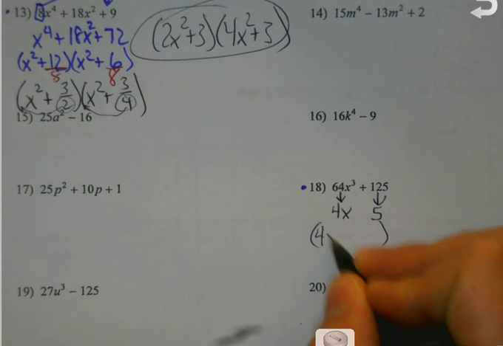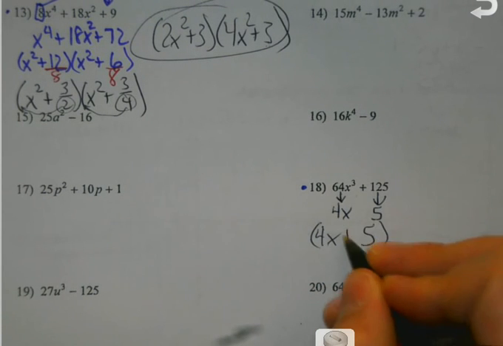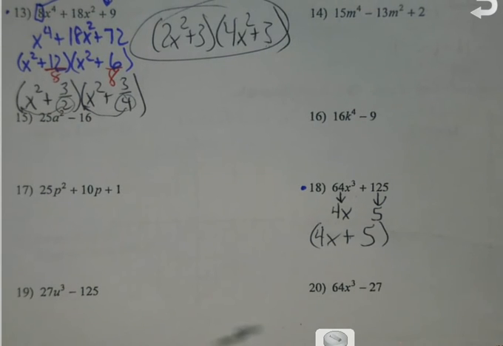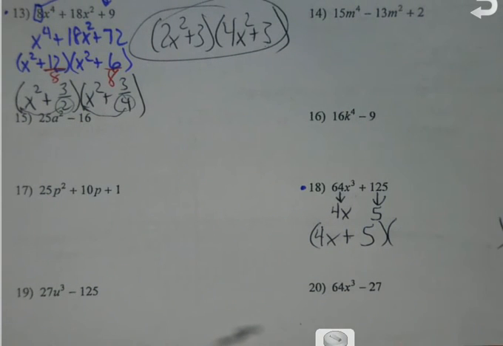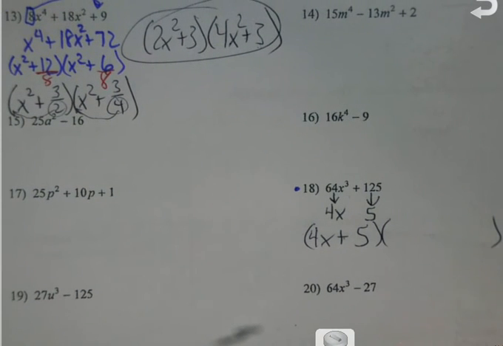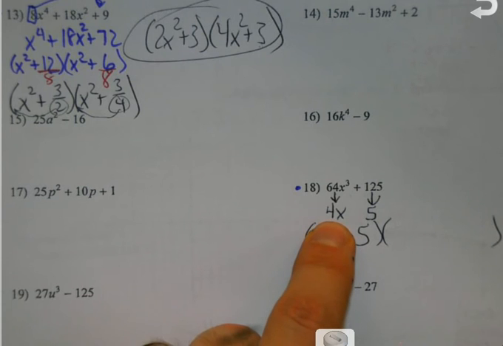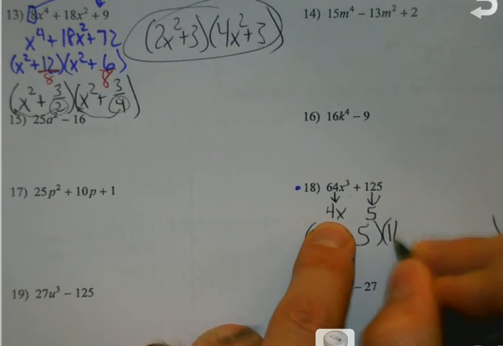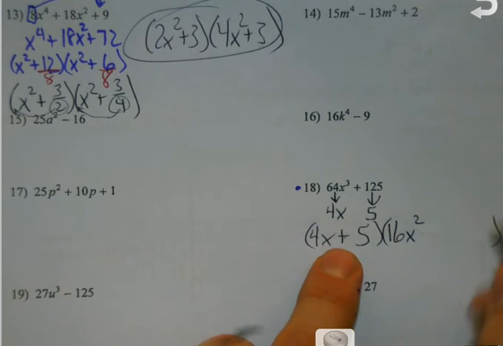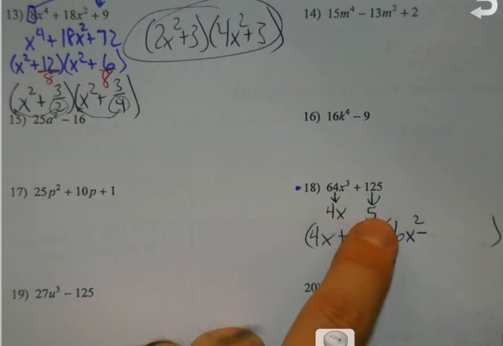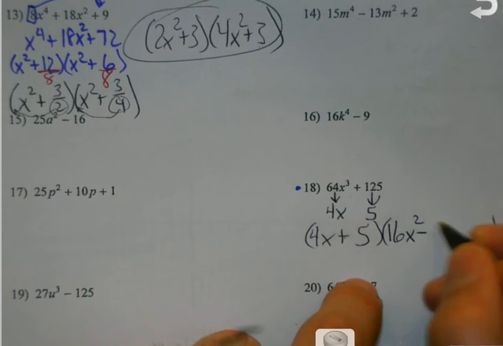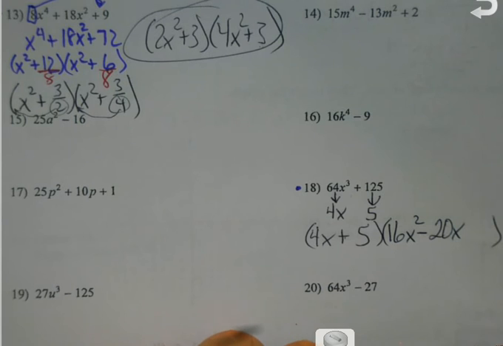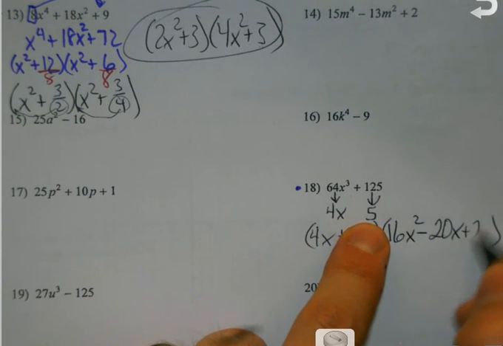So again, my pattern. Keep the sign that you started with originally. And then we're going to work left to right. I square my first term, the 4 and the x, 16x squared. I change my sign. I take the product of my two terms, so 4x times 5 is 20x. And then I square my last term.